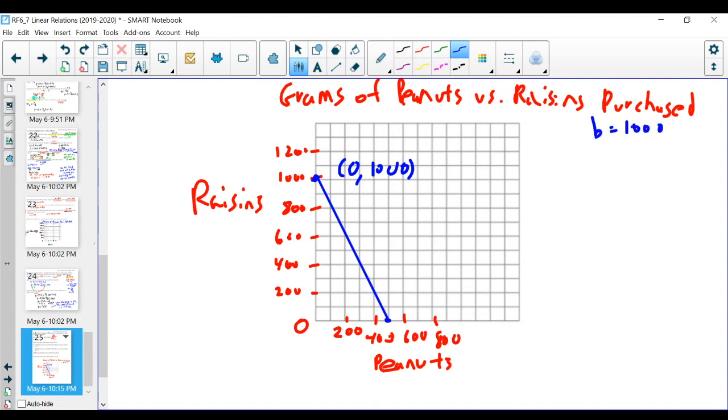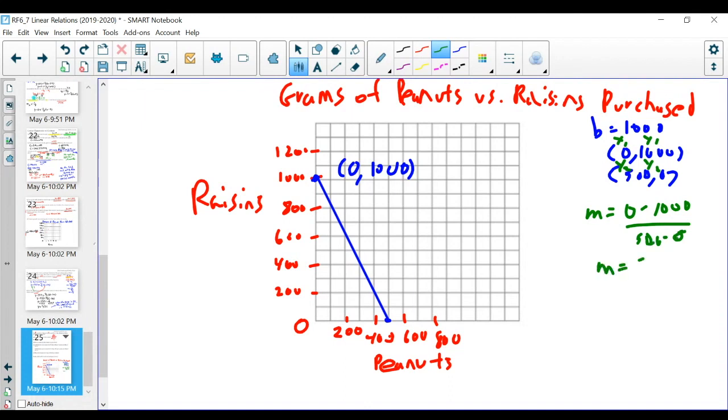Now the next thing that we need to figure out is the slope. So we need to have our 2 points, and we can figure out the slope using those 2 points. So we know we've got 0, 1000, and we also have 500, 0. So we can use that as our x1, y1, and our x2, y2. So you've got slope is equal to 0 minus 1000 over 500 minus 0.